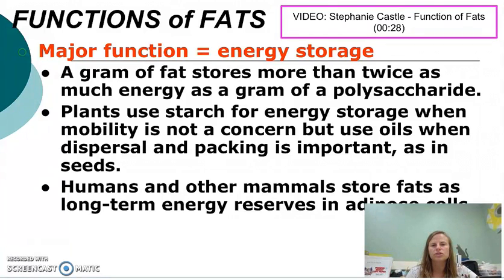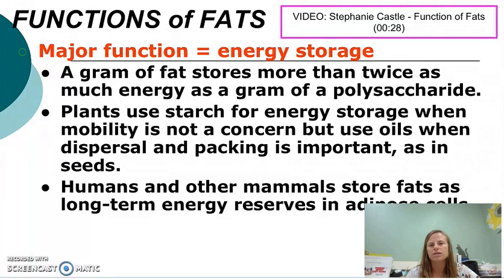The first major function is going to be energy storage. And we had mentioned earlier that carbs are also used as energy storage. However, fats can store twice as much energy per gram as carbohydrates, or polysaccharides. But carbs are easier to break down and to build up. So we use our carbs as our initial source of energy.